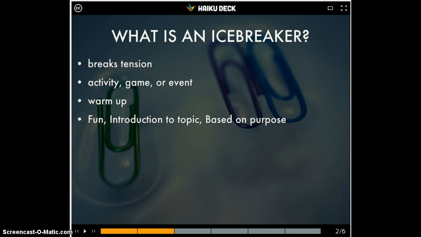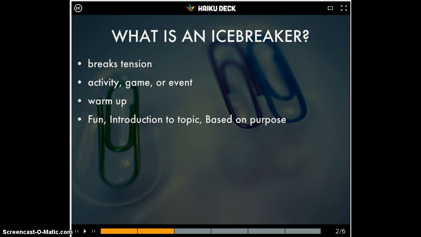Some of you may be familiar with the concept and some of you may be like, what? Well, icebreakers can be a few things. First, it's a tension breaker. Have you ever walked into a meeting with people you did not know and the room is quiet and you can feel the tension? Usually someone says something to break that tension or break that ice. That's what an icebreaker can do. Break the tension in the room.